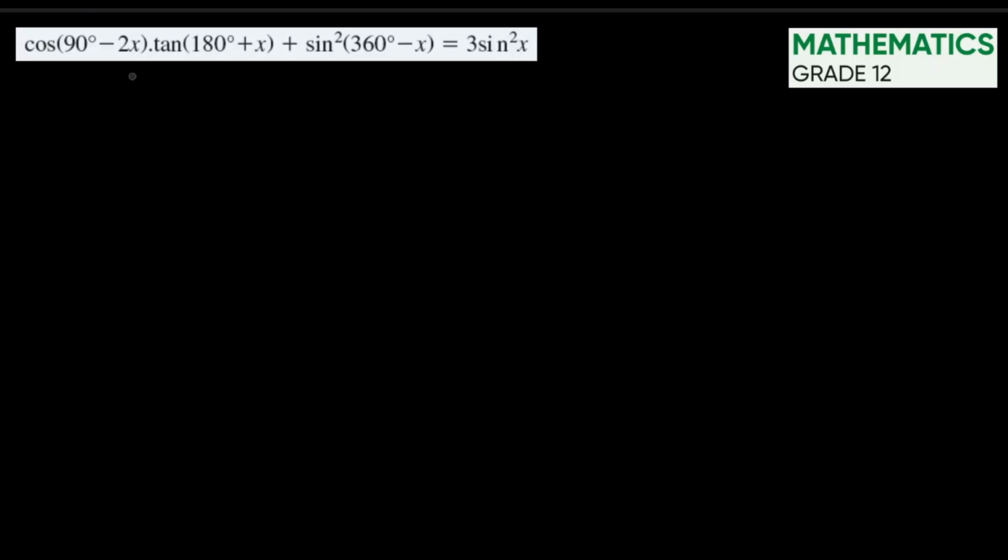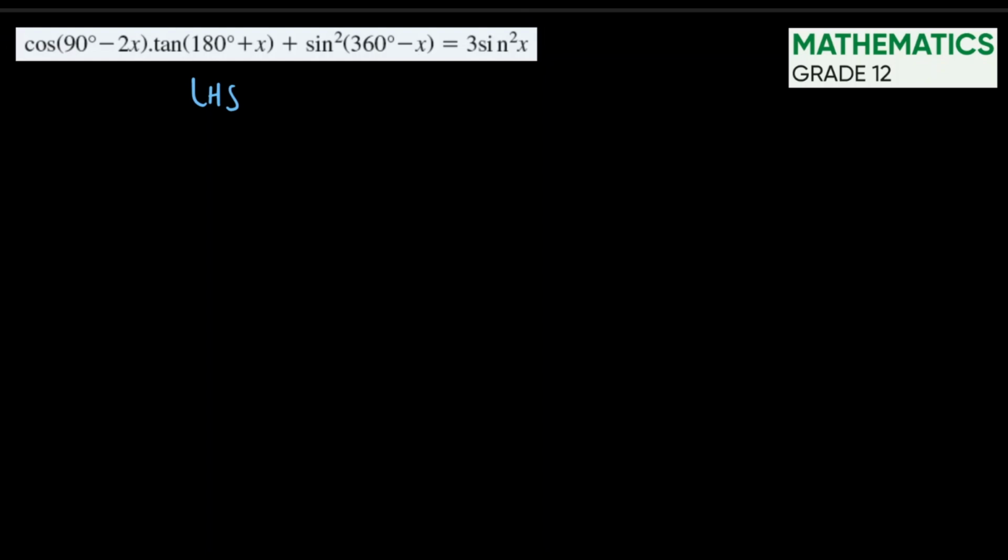With identities, you'll be given the left-hand side and the right-hand side. Usually we take the side that's a bit more complicated, so we want to take the left-hand side and try to prove that the left-hand side is equal to the right-hand side.